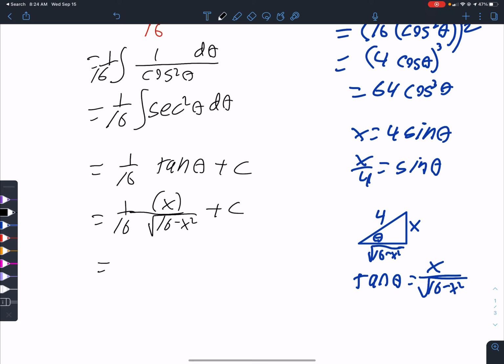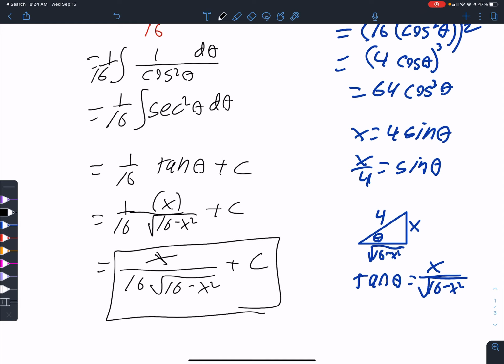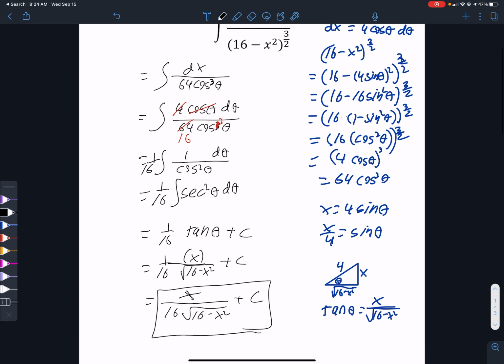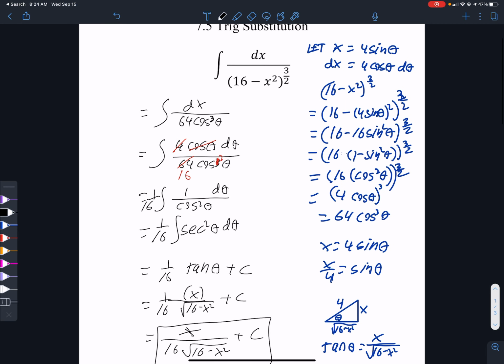And that basically is our answer, beautifully. And we have used trig substitution to solve this integral. Well, how do you know you're going to be using trig sub? So here's a hint. The key is that.